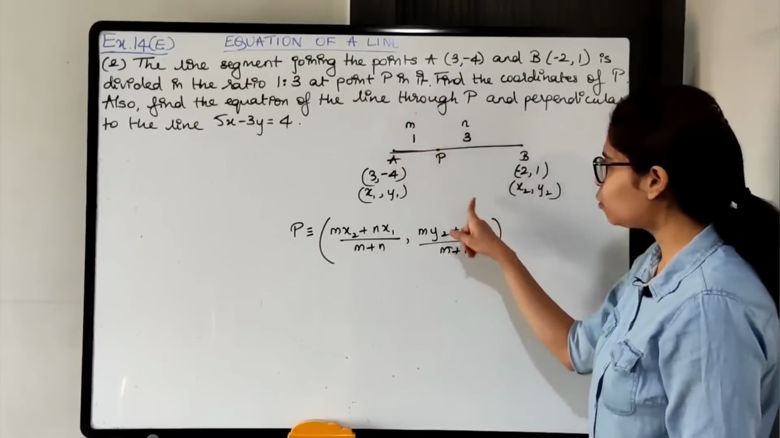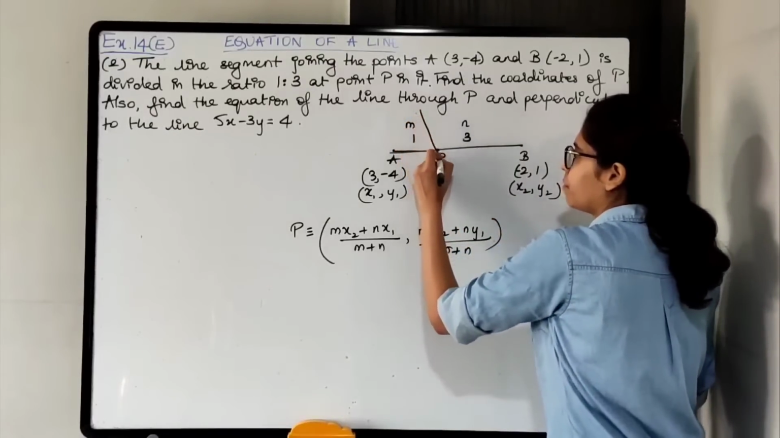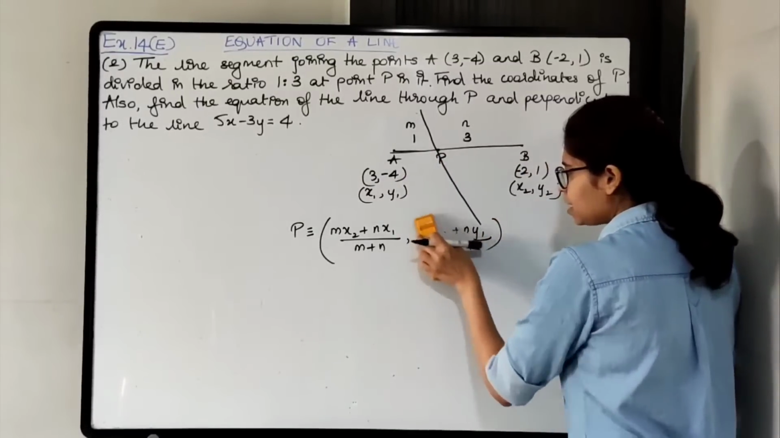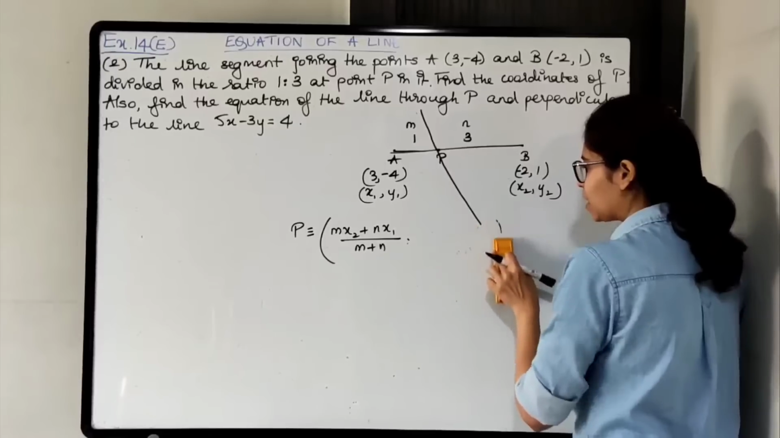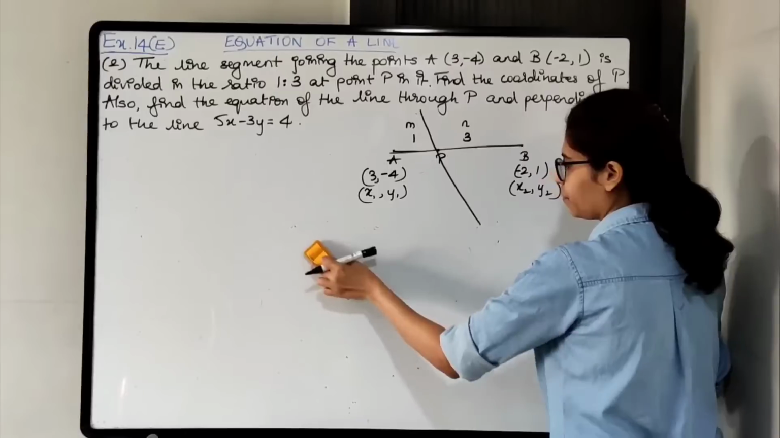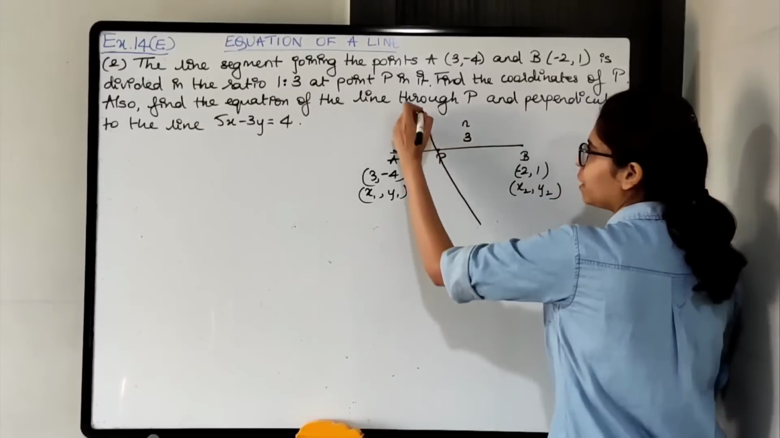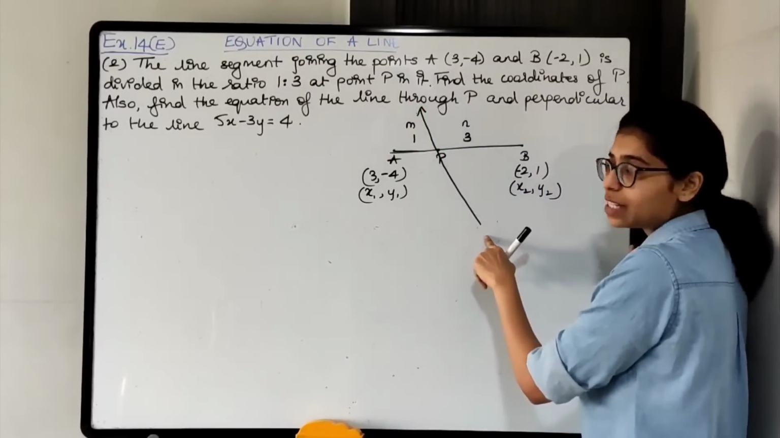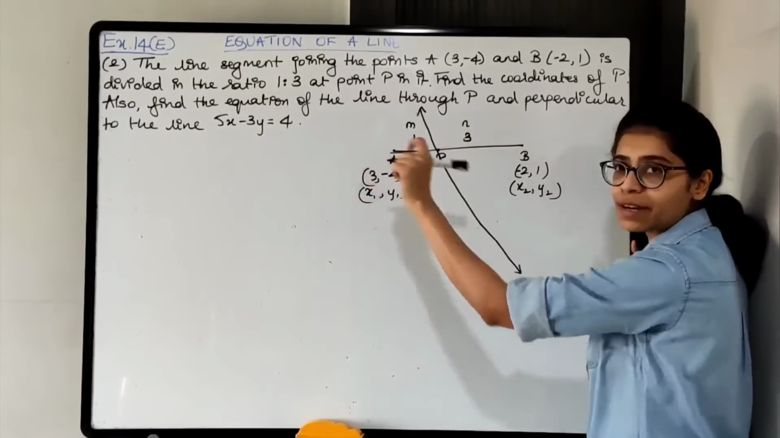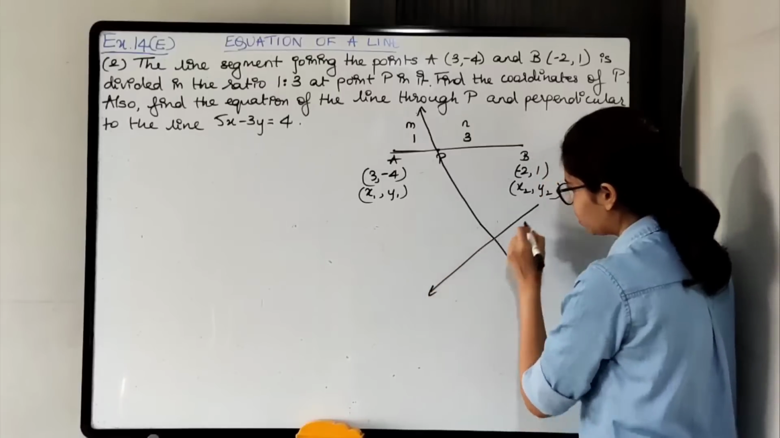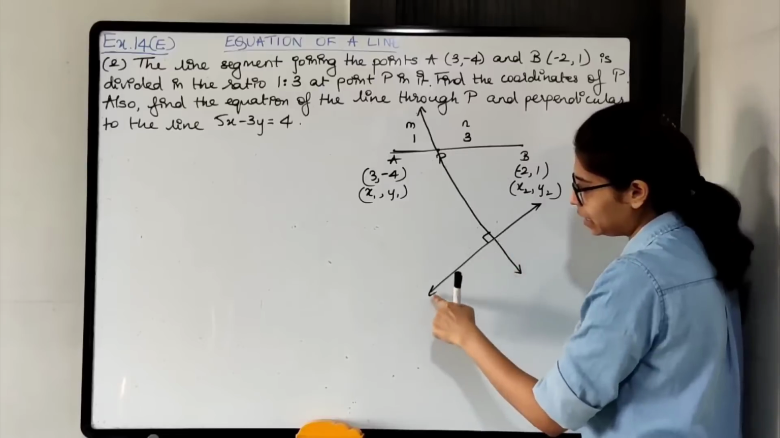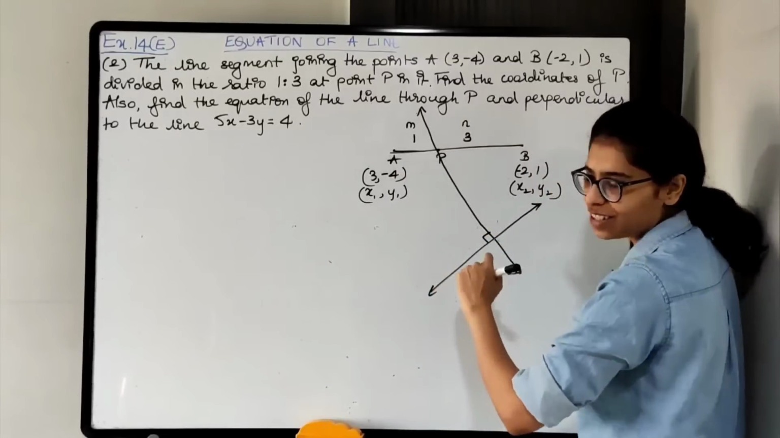There is a line passing through point P. Okay, so this line which is passing through point P, उसका equation find out करना है. Okay, so इसका equation find out करना है. It is given to us that this line is perpendicular to some other line. Okay, there is some other line to which it is perpendicular and this other line का equation दिया है.